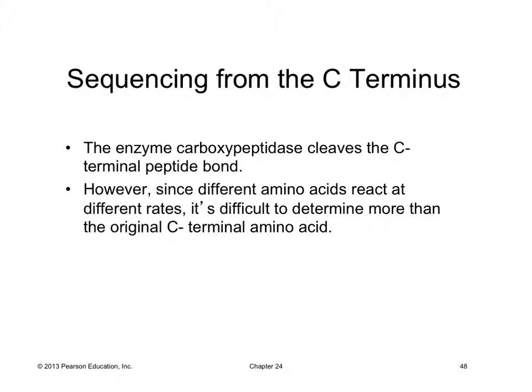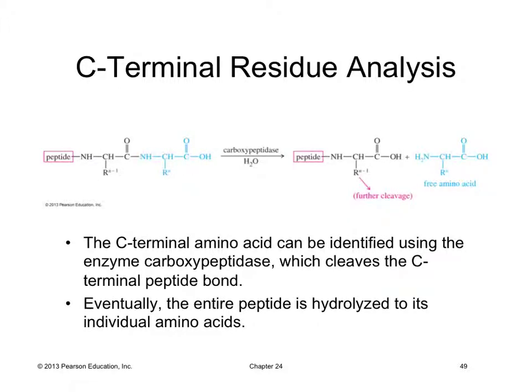The other way to determine the sequence of a protein is to sequence from the C-terminus. The enzyme carboxypeptidase cleaves the C-terminal peptide bond, but since different amino acids react at different rates, it's difficult to determine more than the original C-terminal amino acid. In C-terminal residue analysis, here's your peptide, here's your C-terminus. You're using carboxypeptidase, which will cleave the C-terminal peptide bond, making it into the free amino acid. And then the rest of the amino acids in that peptide sequence will also get hydrolyzed as well.